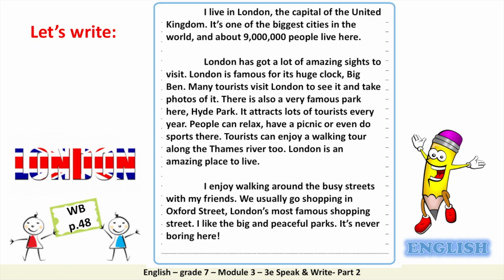Moving on to the main part. This is the part where we are going to give details and describe the city very well. London has got a lot of amazing sites to visit. London is famous for its huge clock, Big Ben. Many tourists visit London to see it and take photos of it.